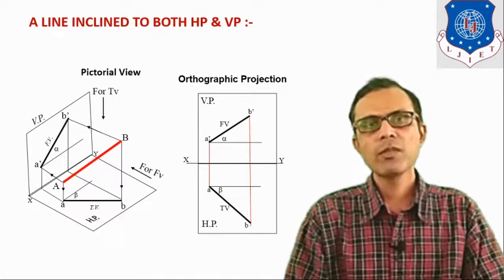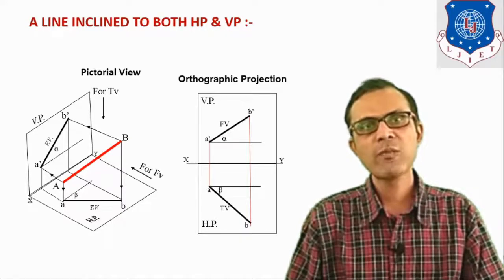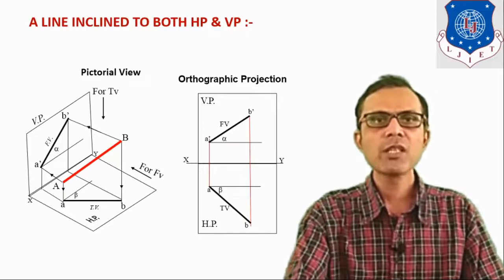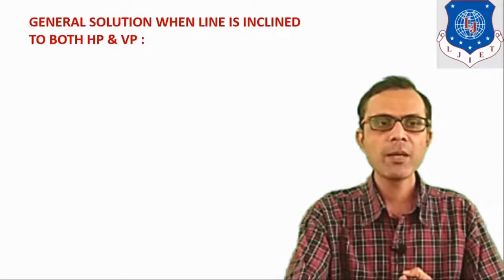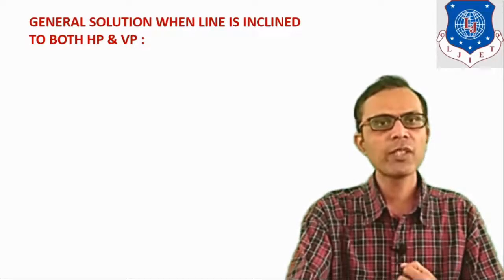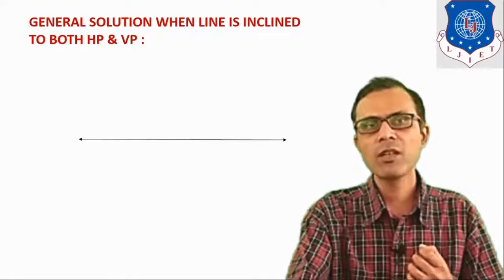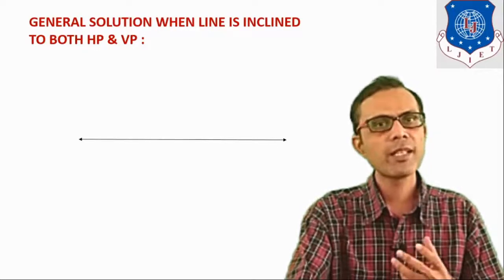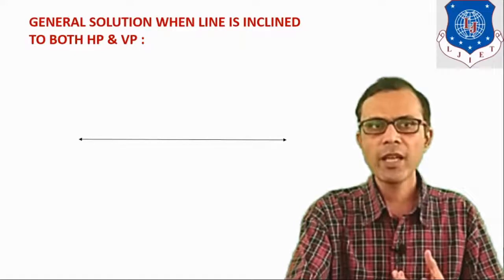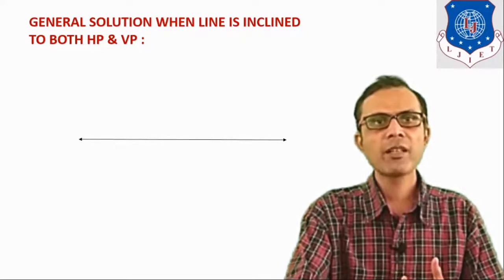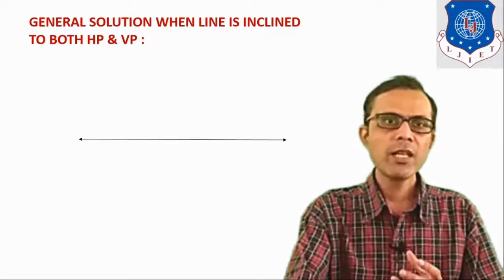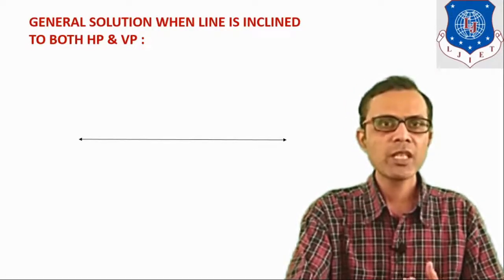Now in case the line is inclined to both HP and VP, how can the projection be drawn? That procedure we will see here step by step. So it is a general solution when the line is inclined to both HP and VP. We are considering one given line PQ which is inclined to both HP and VP. The dimensions and inclination angles are variable factors. They may vary from problem to problem, but we can derive one general solution for this type of problem.